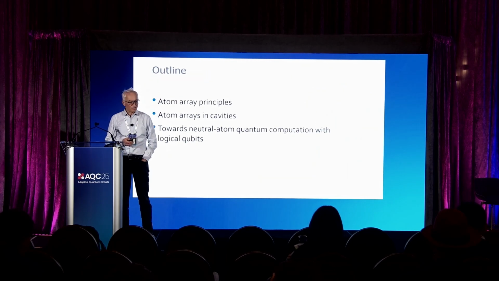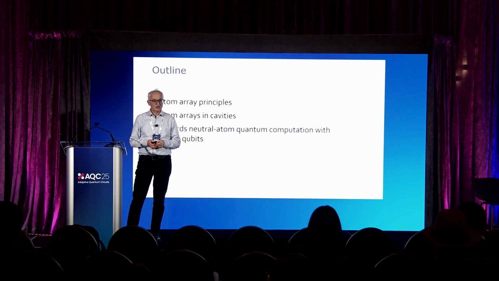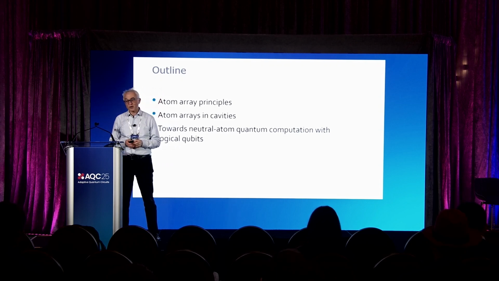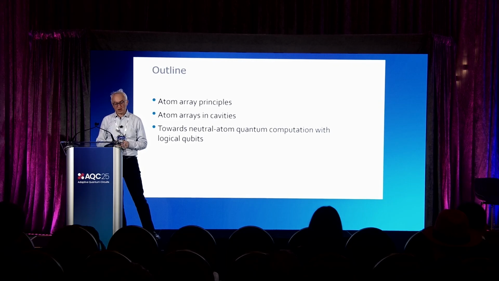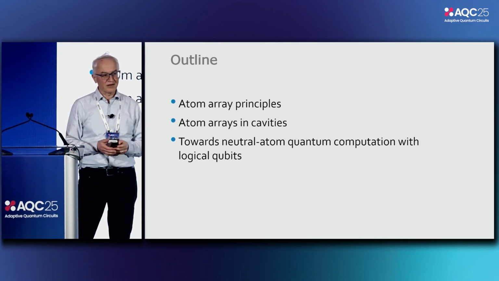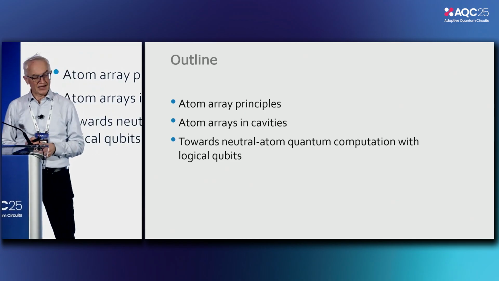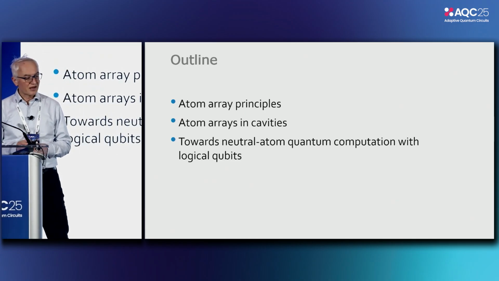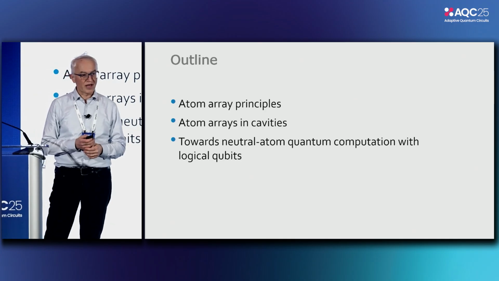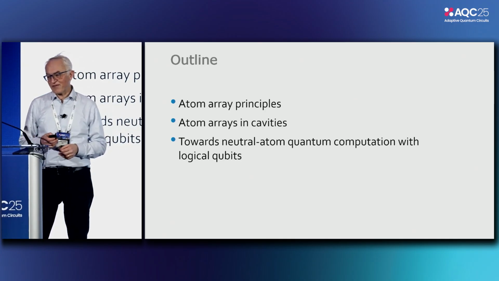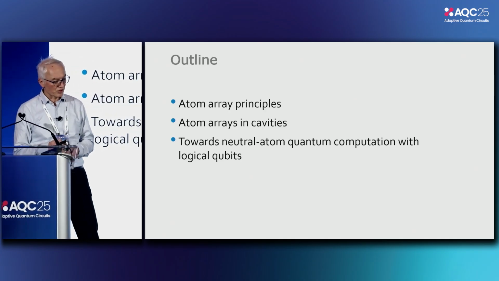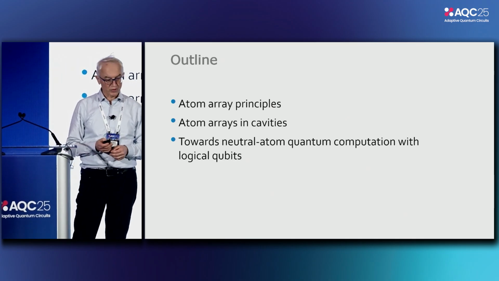So since this is maybe not mainly an atomic physics audience, I would like to tell you a little bit about the principles of atomic arrays, how they work, and then discuss two application cases that we do in our labs at MIT. One is atom arrays in cavities to achieve strong atom-photon coupling, and then a little bit about newer results on neutral atom quantum computation with logical qubits.